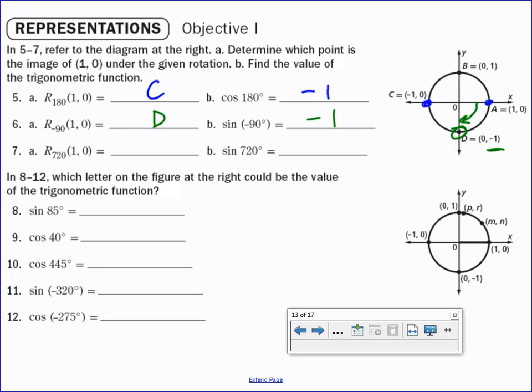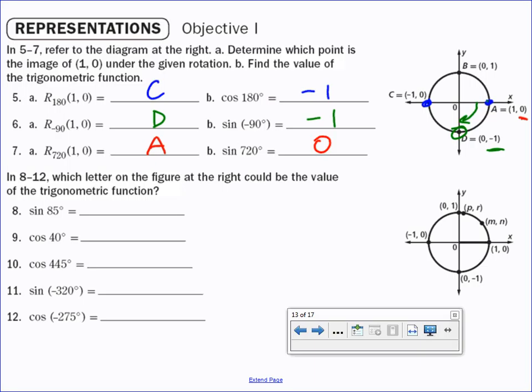720 is 2 full rotations of 360, so that must be point A again. Is the sine value an x coordinate or a y coordinate? Megan? A y coordinate. So the sine of 720 degrees is simply the y coordinate of point A, which is 0. Everybody see it? That's it.